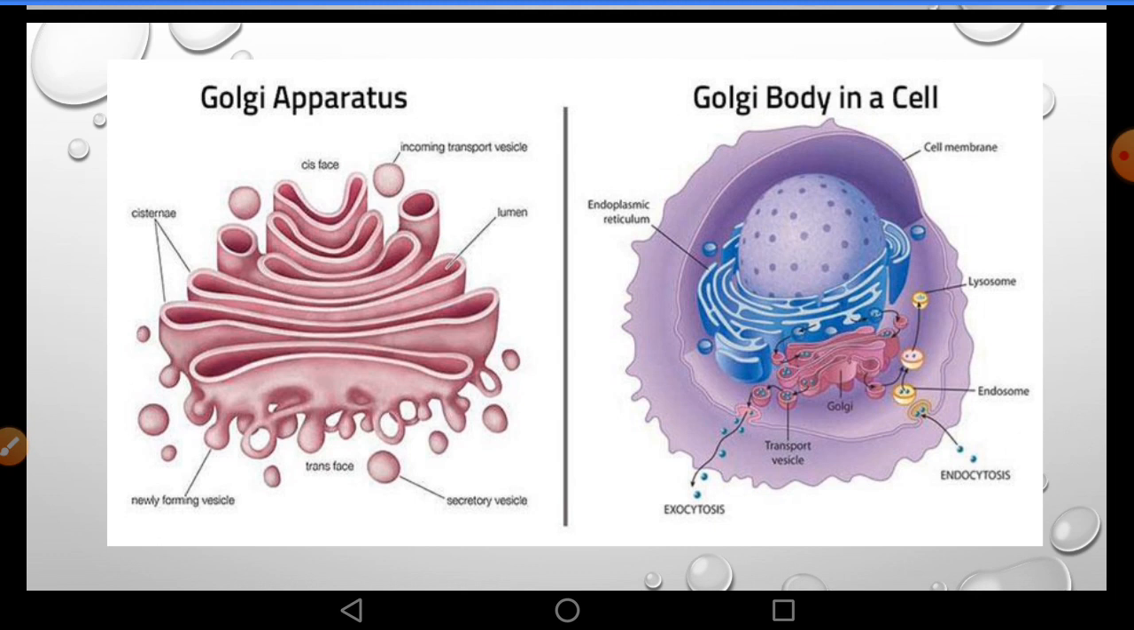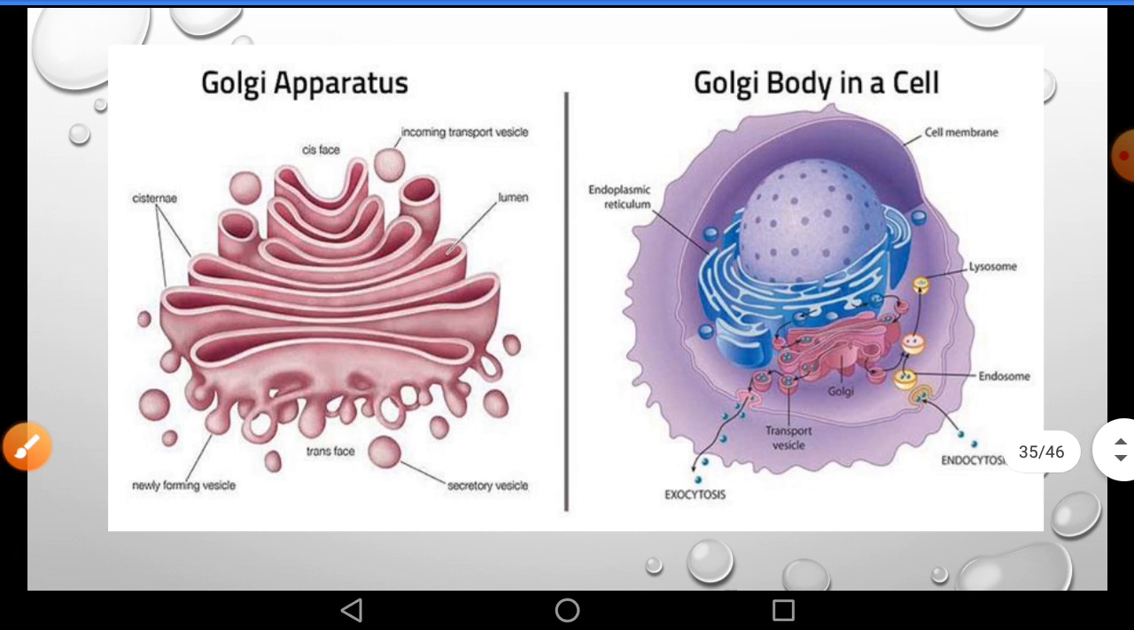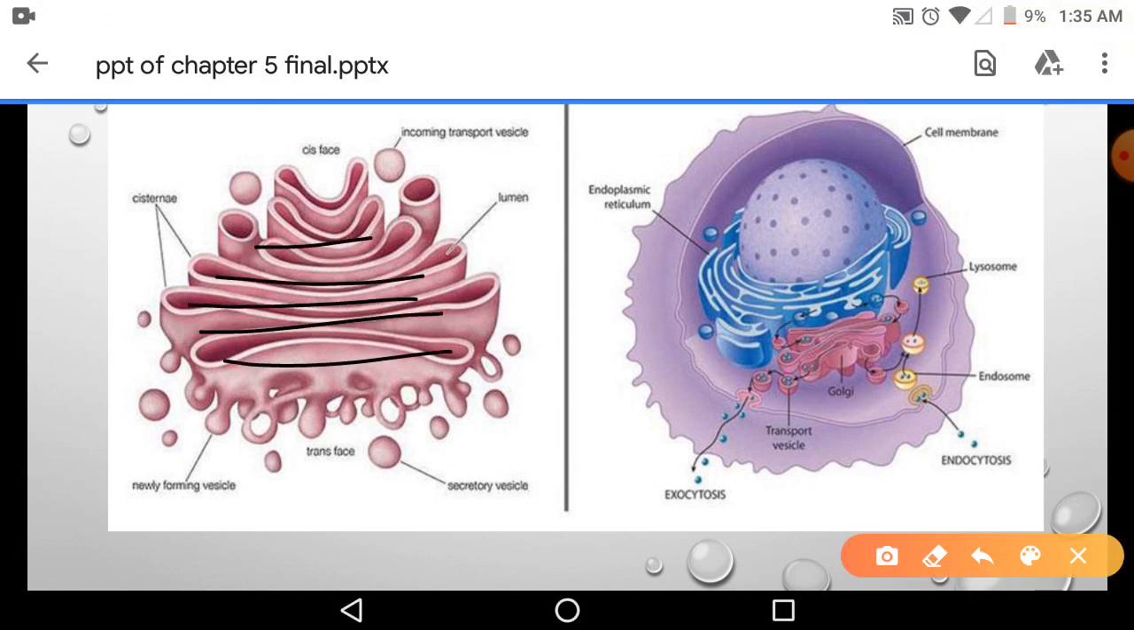Now we'll see the next cell organelle, that is the Golgi apparatus or Golgi body. The name is given because it was discovered by Camillo Golgi. It consists of many membrane-bound vesicles. It looks like a stack of coins arranged one on top of the other, and these are membrane bound. These membranes often have connections with the membrane of the endoplasmic reticulum. This is the endoplasmic reticulum and this is the Golgi body, so they are connected to each other.